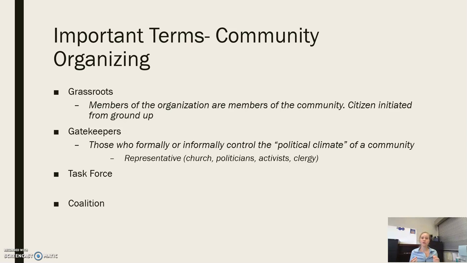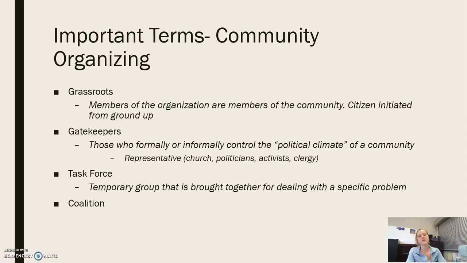Gatekeepers. If you're going to go into a community, or you're part of a community and you want to make a change, you're going to have to understand who the gatekeepers are. These are the people who have the real political or social power to make a difference and influence others. It may be formal, like a politician, or informal, maybe the leader of an activist group. They really do help to steer the political climate of a community: people who influence a lot of people at once.